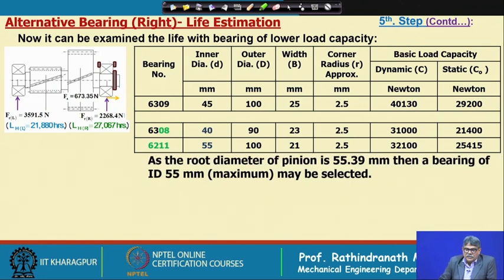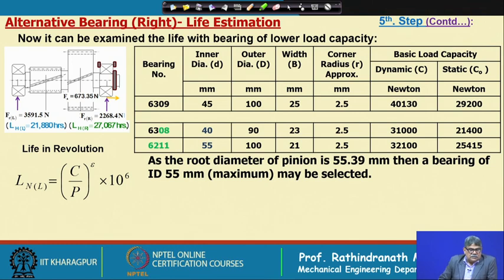Here I have given that the root diameter of the second stand pinion is 55.39 millimeter, then a bearing of ID 55 may be selected. And if you look into the life in hours, what we find is C by P to the power epsilon into 10 to the power 6. If we go for other bearings, then C is varying, P remains the same because we are keeping the same load center, and in the power there will be 3 because for ball bearings it is 3.